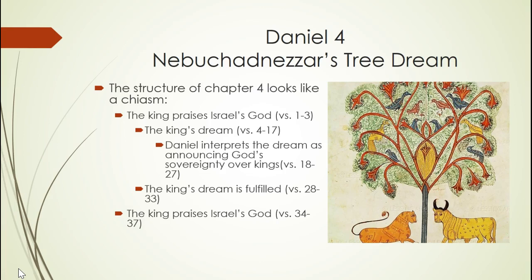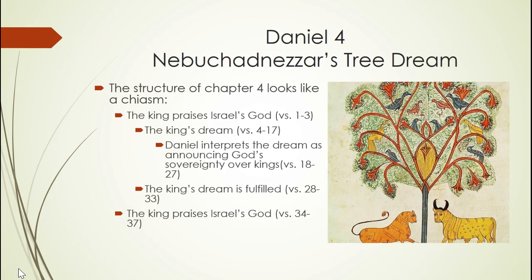Some scholars have noted that the structure here in Daniel chapter 4 looks like a chiasm of the A, B, C, B prime, A prime format. You look at it here in the slide: we've got A basically being verses 1 through 3. The king praises Israel's God. Then B is the king's dream, verses 4 through 17. So quite a bit of information there. A number of verses are collected with this.